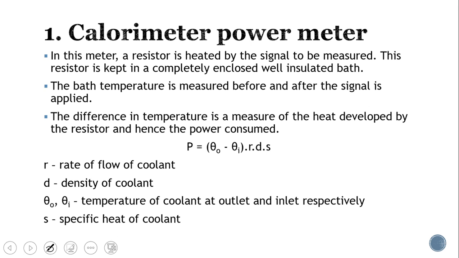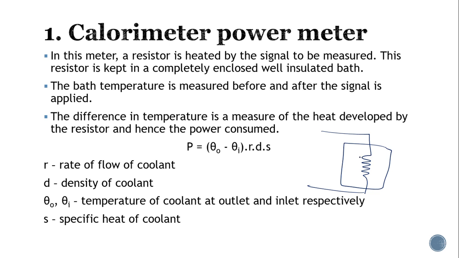Now, in the calorimeter, as mentioned before, you have a resistor. The resistor is placed in a heat sink. When the signal is sent to the resistor, you know that when current is flowing through a resistor, it will start to get heated. You're going to measure the temperature before the signal is sent, and the temperature after the signal is sent. The difference in the temperature will give you the power consumed by the particular device or the power of the particular input.